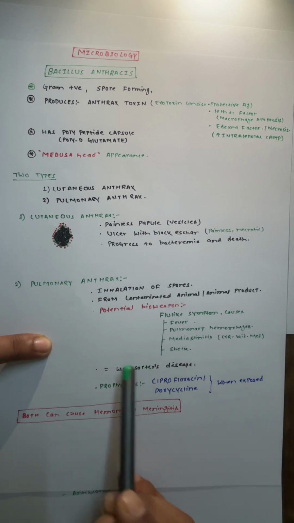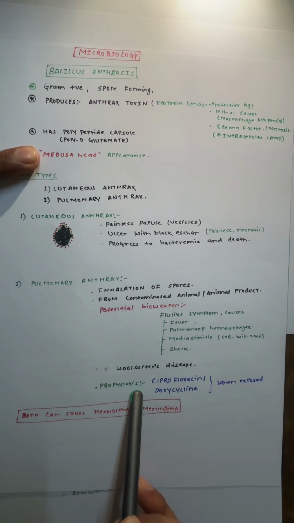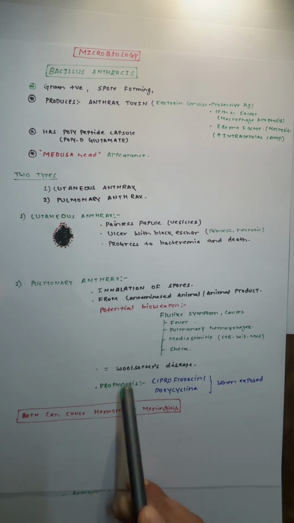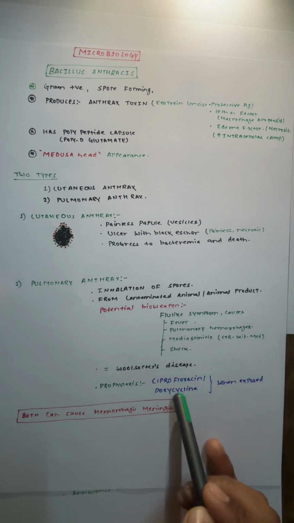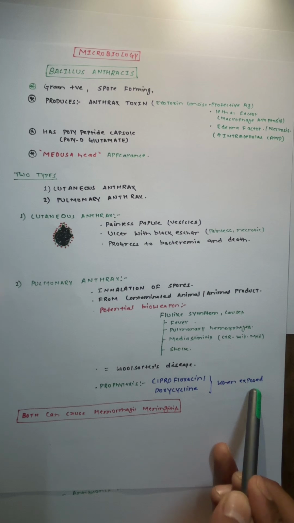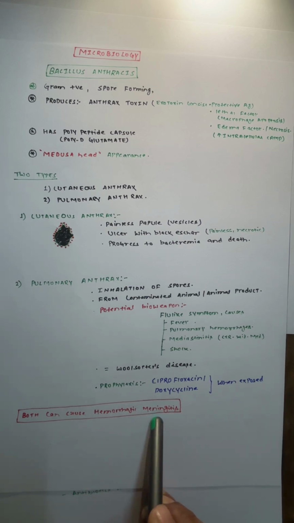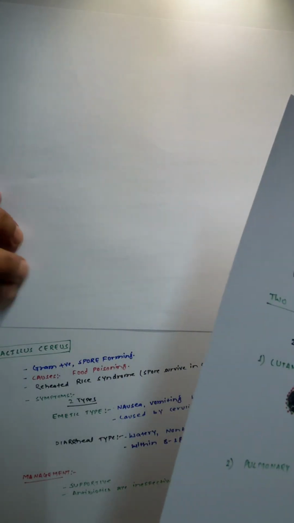Then if we find that the patient has got Bacillus anthracis infection or might get it, then for prophylaxis we can give ciprofloxacin or doxycycline when the person is exposed to it. And we should always remember that both Bacillus species can cause hemorrhagic meningitis. So this is all about Enterococci and Bacillus.